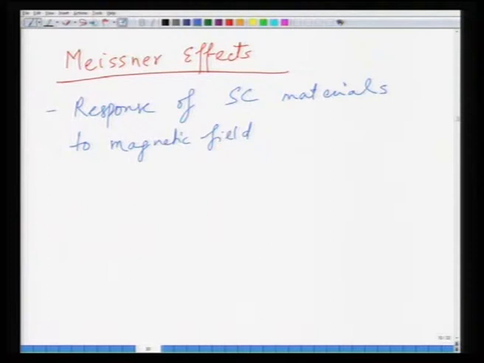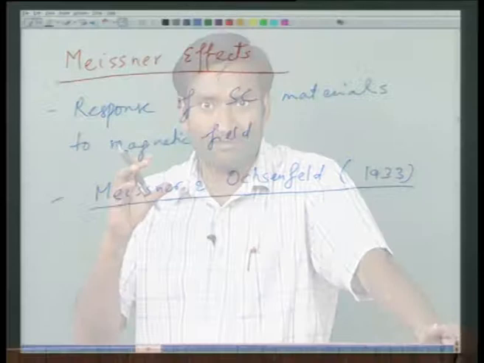And this goes after two German scientists, Meissner and Ochsenfeld, who discovered this in 1933. And what they discovered was that when a superconductor is placed in a magnetic field, beyond a certain field which is called the critical field HC, superconductivity does not exist, it vanishes. So, even if you are below TC, the material when it is in the superconducting state does not remain superconducting if you keep on applying the magnetic field beyond a certain extent.